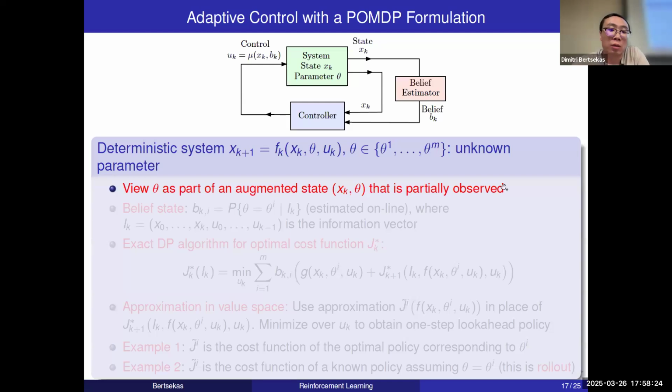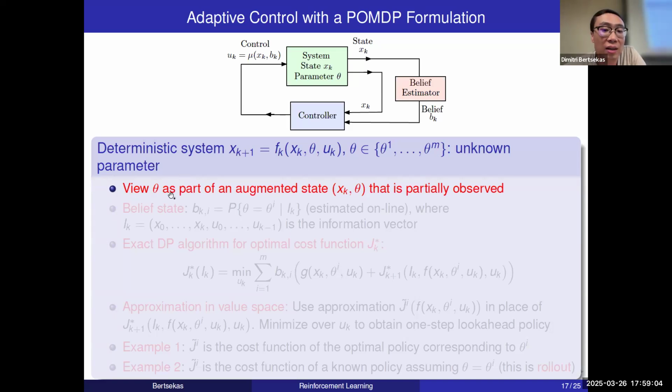Okay. So in this problem, we have a deterministic system, xk plus 1 equals fk of xk, theta, and uk. The theta is an unknown parameter taken from a finite set, theta 1 to theta m. And we know this set. We just do not know which parameter theta is in effect right now. And we want to figure it out.